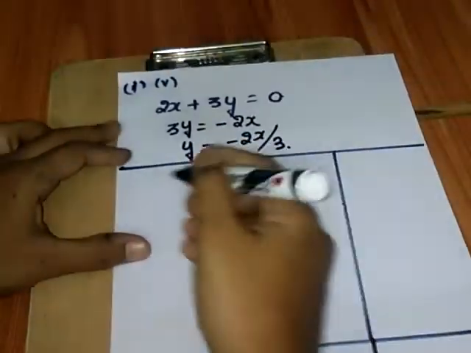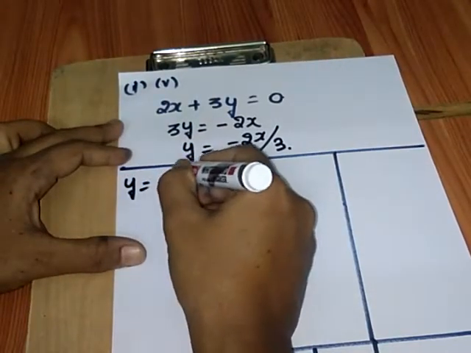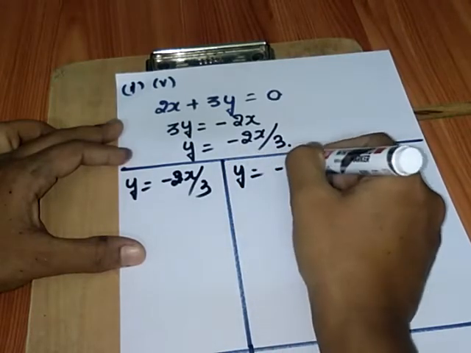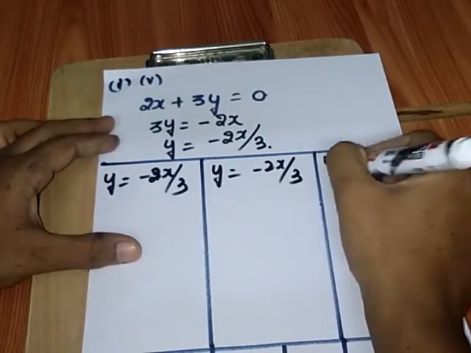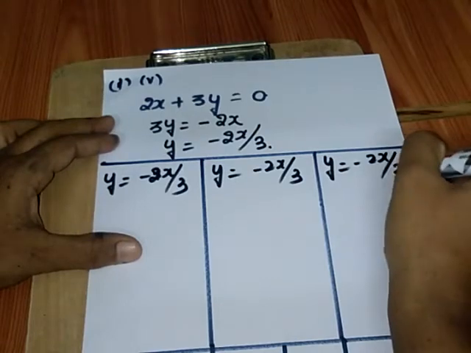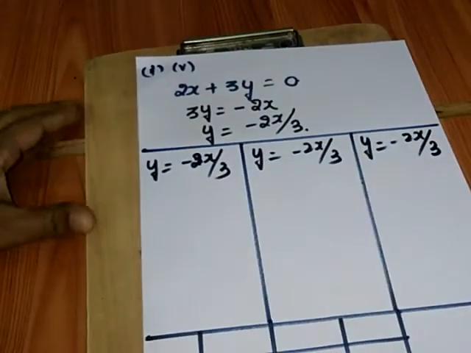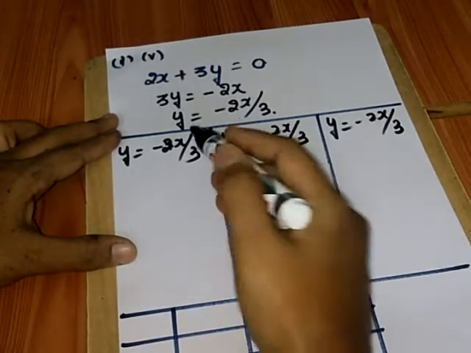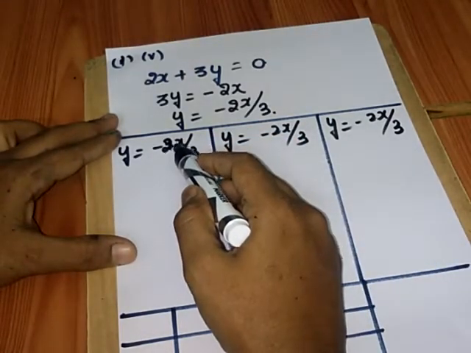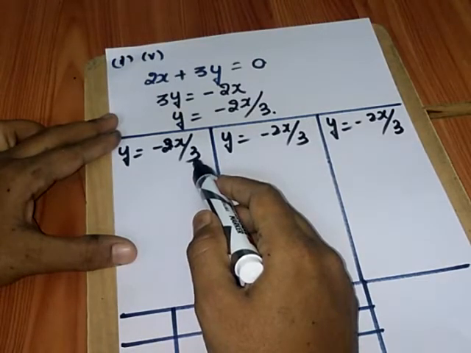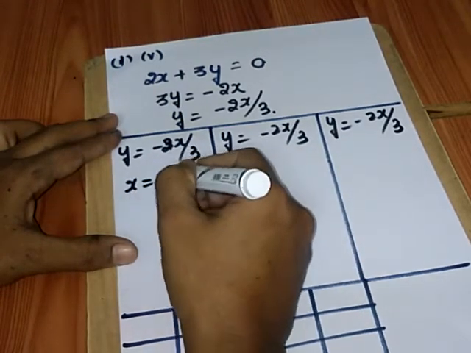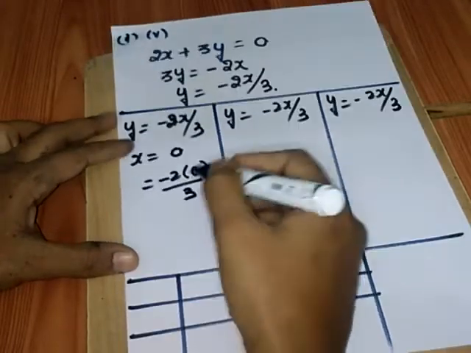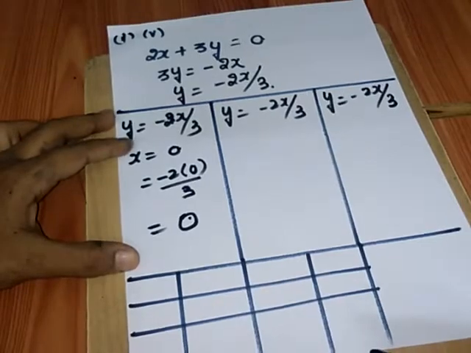So I hope you remember, children, we need to find 3 points. So let me rewrite the equation 3 times. y is equal to minus 2x by 3. Now you need to show your smartness and your methodology or calculation, whatever value you are going to assign for x, so that it should be divisible by 3. Let me take the first equation, x is equal to 0. That is minus 2 into 0 by 3. Hence the value of y is 0.